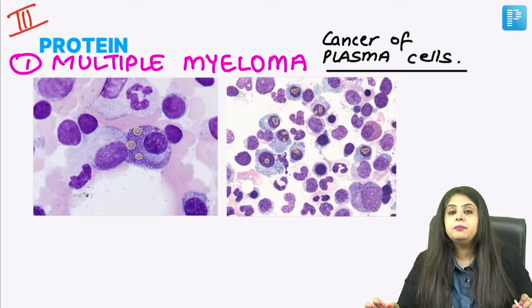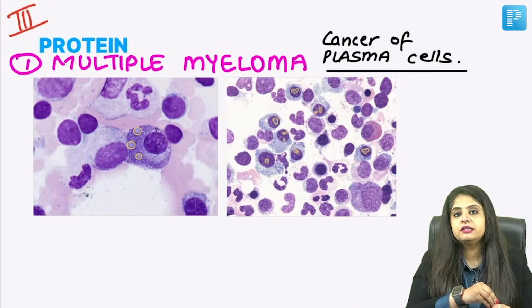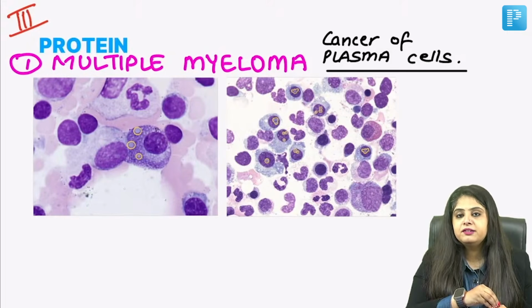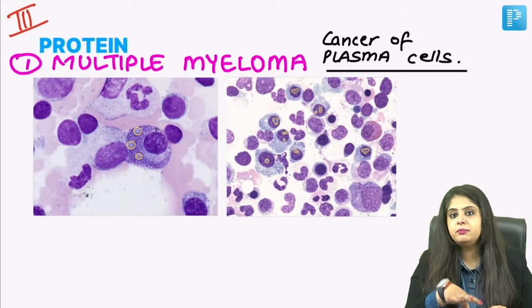कैंसर ऑफ प्लाज्मा सेल्स. प्लाज्मा सेल्स आर जैसे हमारे ब्लड में रेड ब्लड सेल्स होते हैं, वाइट ब्लड सेल्स होते हैं, प्लेटलेट्स होते हैं. सिमिलरली इन आर बोन मैरो, इन आर ब्लड, देयर इज ऑल्सो अ सेल कॉल्ड प्लाज्मा सेल.